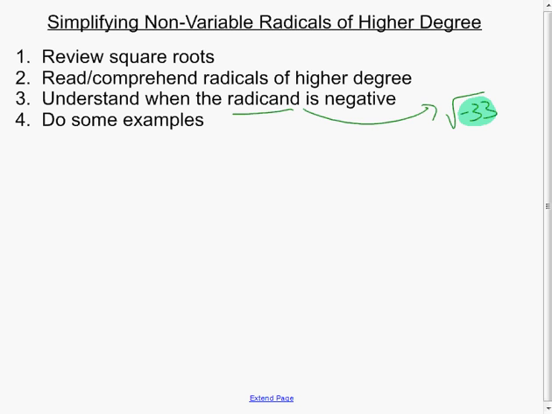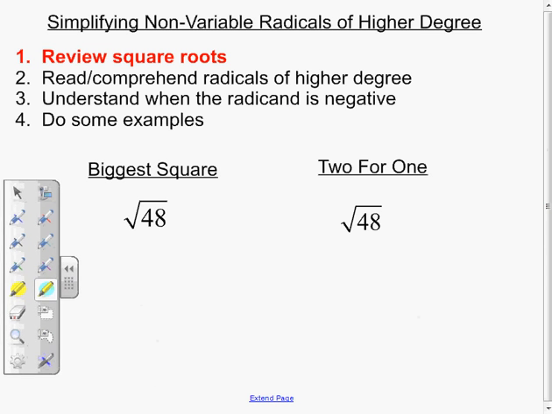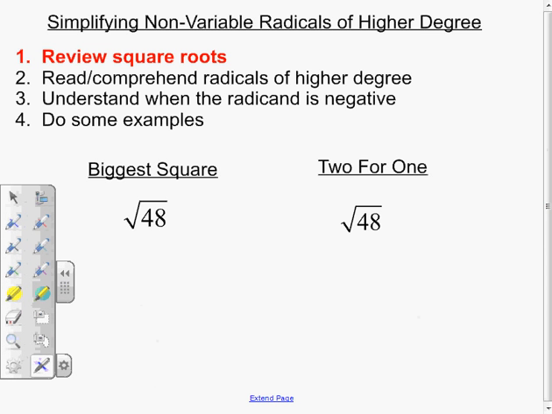Okay, so let's jump right in here, and we are going to take a look at reviewing the simplification of square roots. Now, we've had two methods for this, what I've called the biggest square method and the 2-for-1 method. And I've got videos on this, and you should have great fluency in both of these methods by the time you get here. You want to go back and take a look at them if you don't. Okay, so the biggest square method involves understanding your squares. And your squares are numbers like 1, 4, 9, 16, etc., etc.